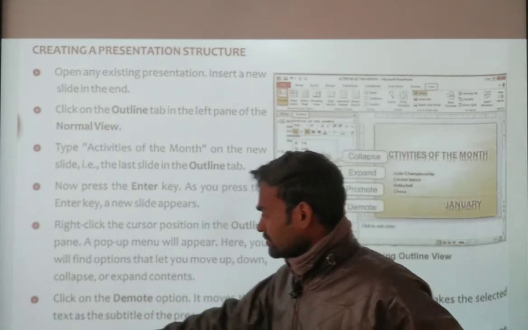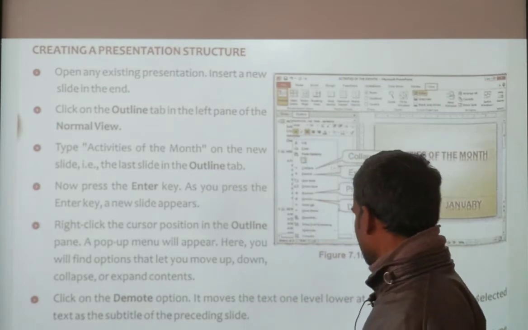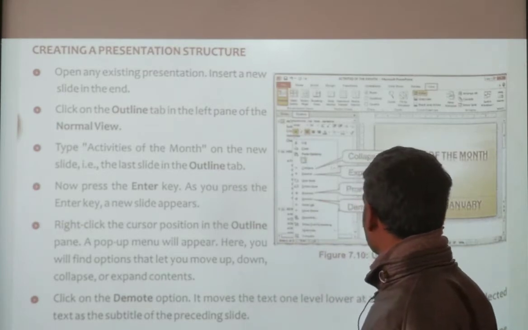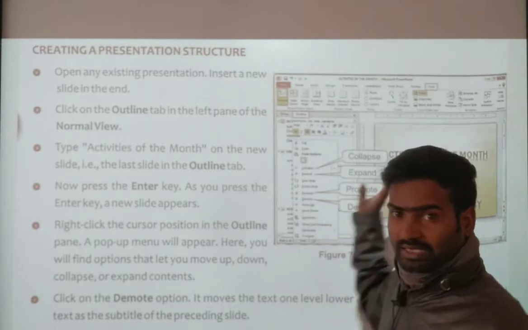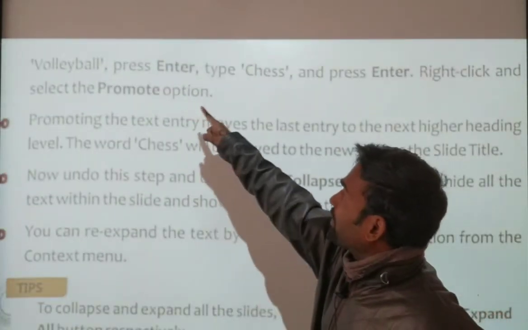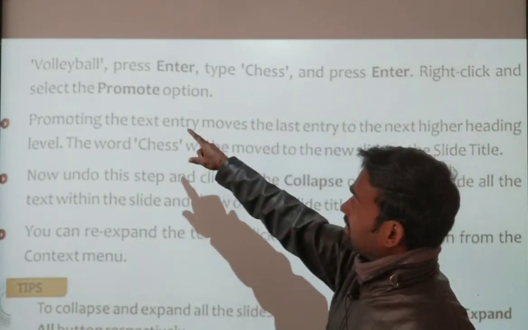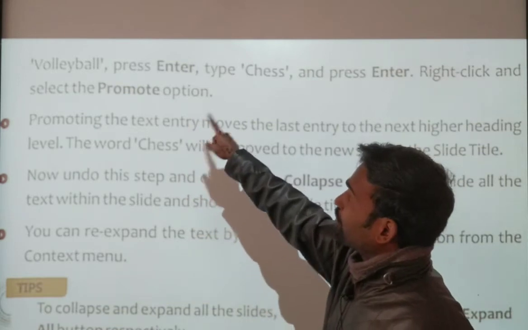Clear? Type judo championship and press the enter key. Type cricket match and press enter key. So that's how they ask us to type. Remember, we typed already. Okay? And volleyball, press enter, type chess, press enter, then right click on the selection and choose the promote option.